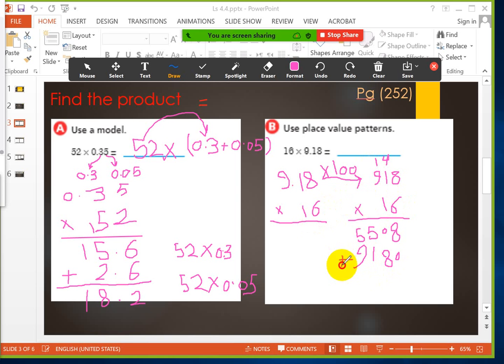I will add the numbers. 8 plus 0 equals 8. 0 plus 8 equals 8. 5 plus 1 equals 6. 5 plus 9 equals 14. Now, this is the final answer, 14,688.